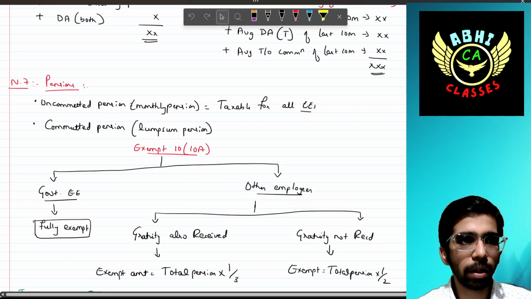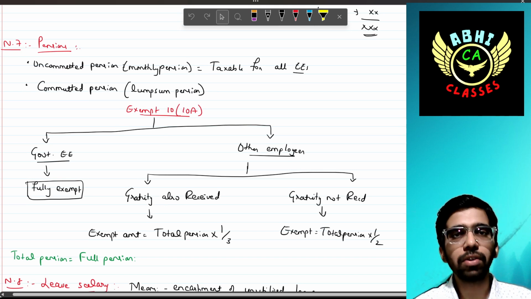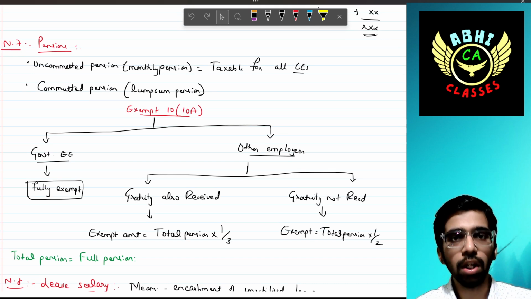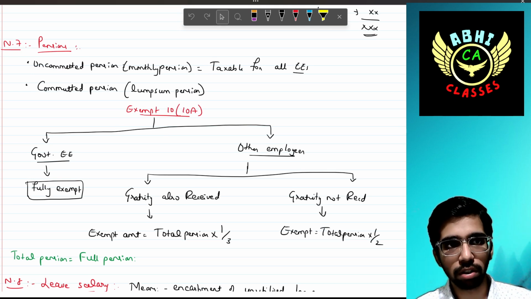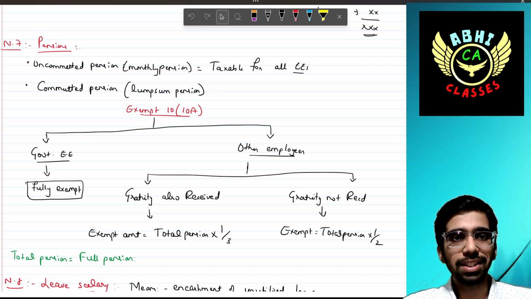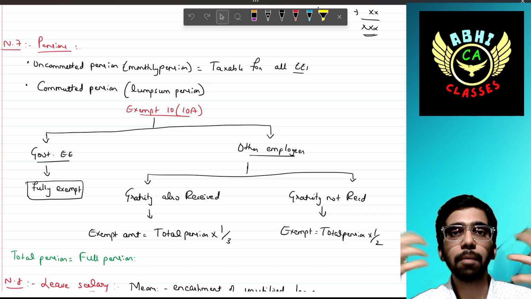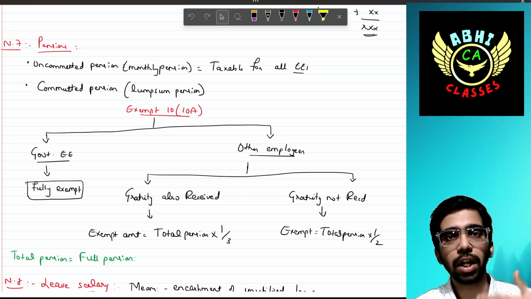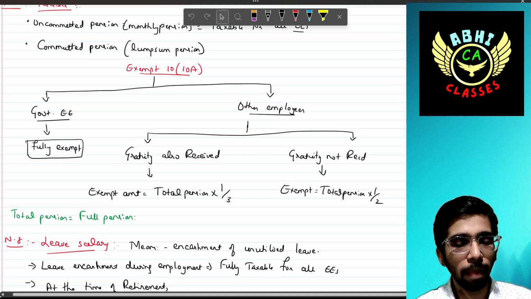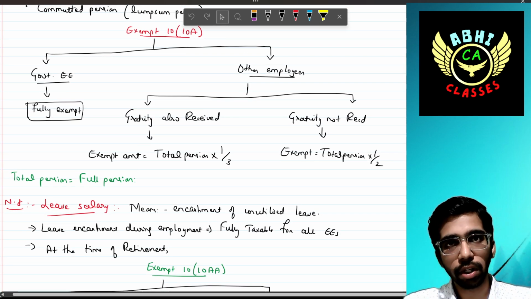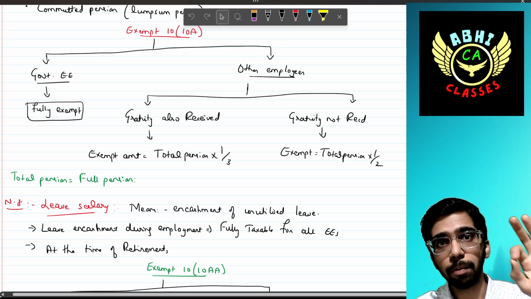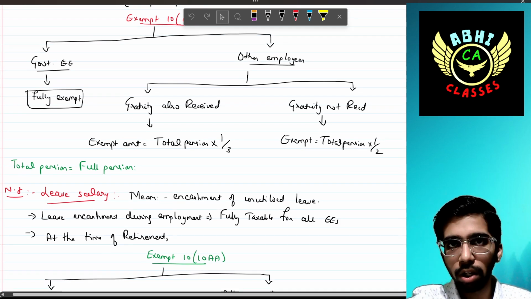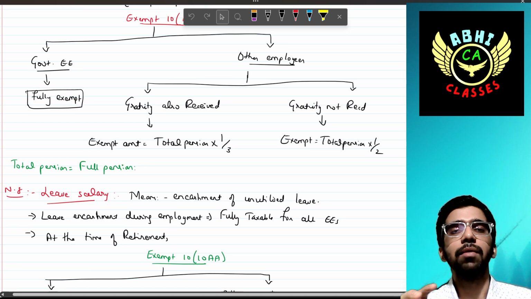Next, pension. There will be two cases. Uncommuted pension means monthly pension, which will be taxed for all employees. The next category is commuted pension, that is lump sum pension. If we apply for a lump sum pension, we want it in one shot. In that case, the exemption under section 10(10A) will be given. It will be classified into two. Uncommuted pension will be taxed for both government and non-government employees. For government employees, the commuted pension is fully exempt.